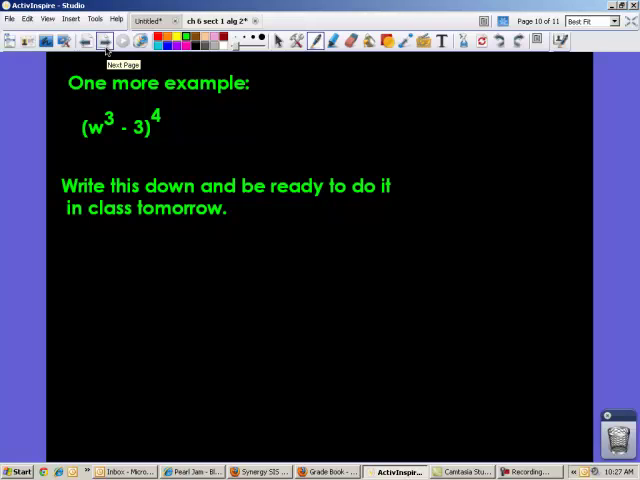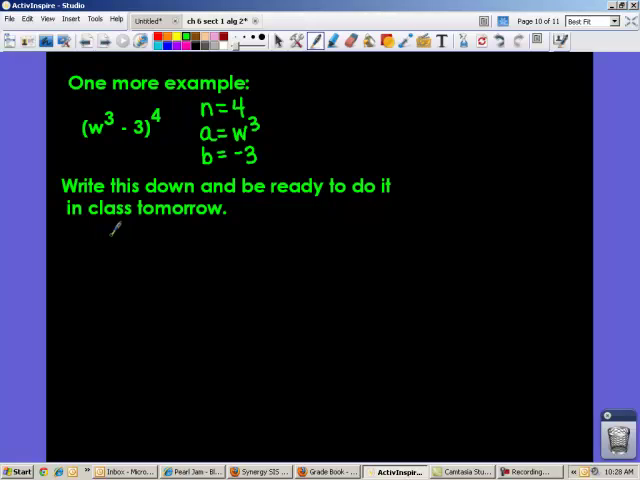All right, here's one more example. I want you to write this down and be ready to do it in class tomorrow. So I will tell you that n equals 4. Your a is going to be w to the 3rd, and your b is going to be -3. Okay, in this case we have a negative sign, so we have to make sure we put the negative where b is.